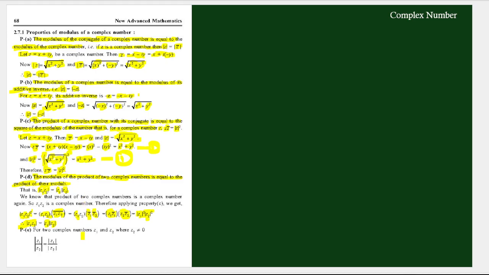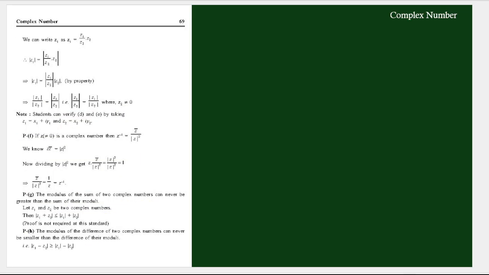Now the same goes for division. Two complex numbers z1 and z2, and if we divide, then modulus of the division of z1 and z2 will give us separately modulus of z1 divided by modulus of z2.